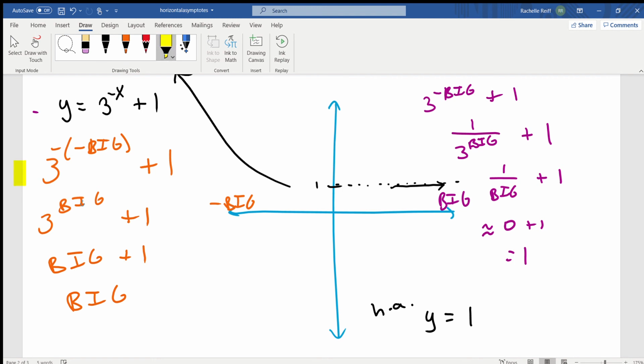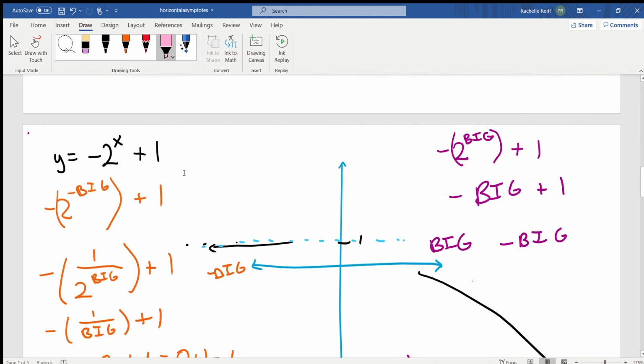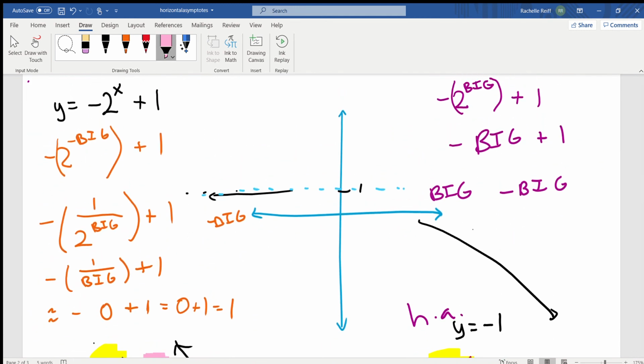Notice how, I don't know if it was a big number or a negative big number I plugged in, but eventually on one of the sides, this became basically 0. Like here, if I plugged in a big number, this became basically 0. And so my horizontal asymptote was just this number right here. And let's look back at the other one too. Eventually on one of the sides, when I plugged in stuff, this was basically 0. And so my horizontal asymptote, wait, did I write y equals -1?